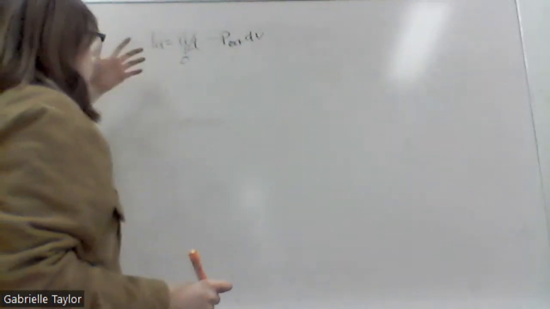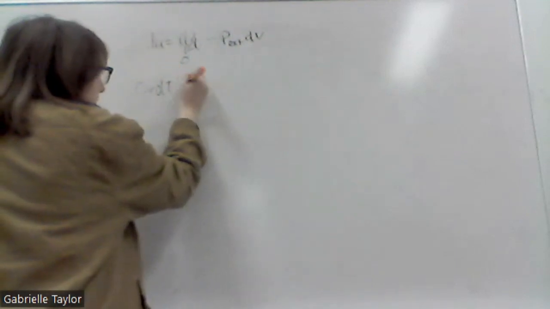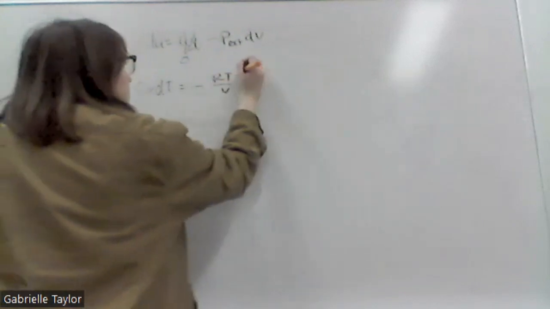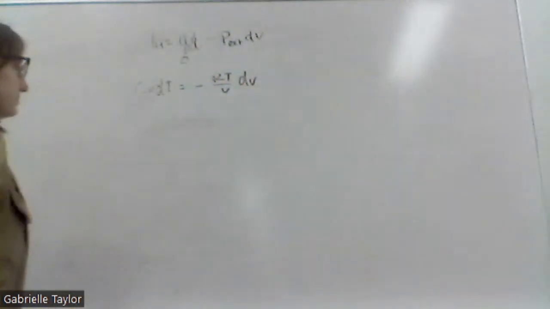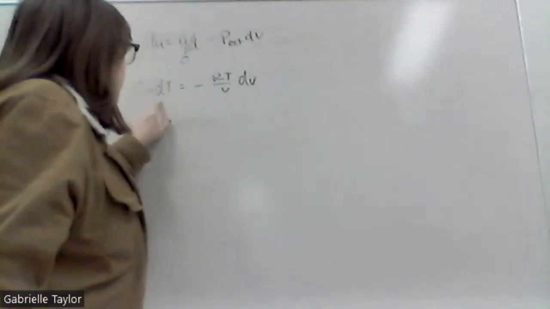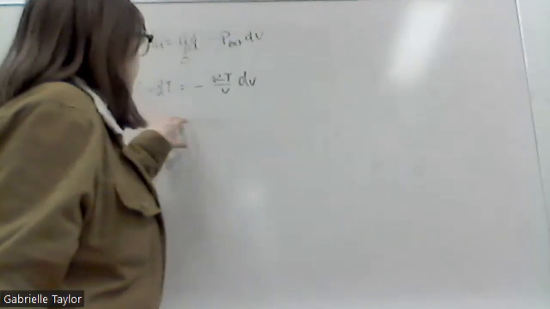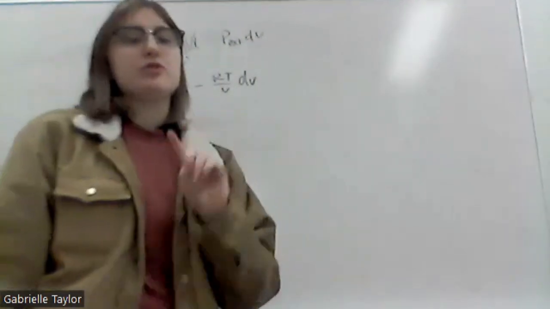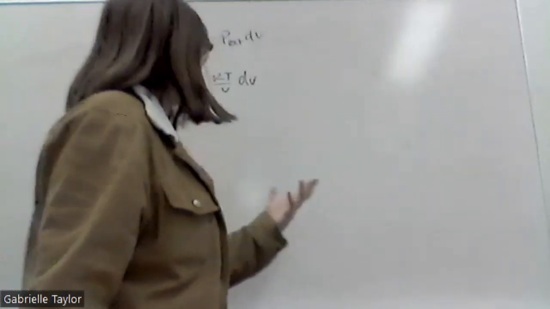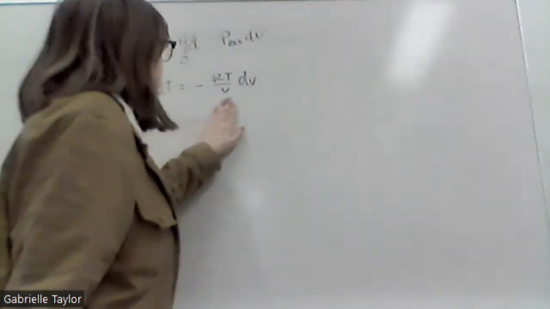Also, let's keep this as our Cv dT. So our heat capacity times the change in temperature equals minus RT over V dV. Now that we have this, we know that this dT is okay, because this is not an isothermal relationship. This is adiabatic. Adiabatic means there's no heat transfer. That does not mean our temperature is not going to change, so that is okay. Now we have our dT and we have our dV.